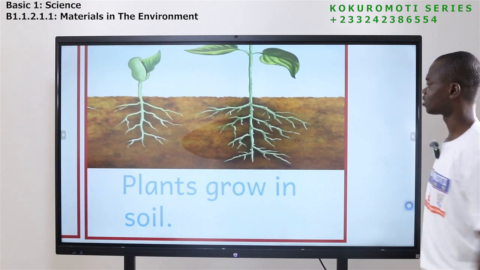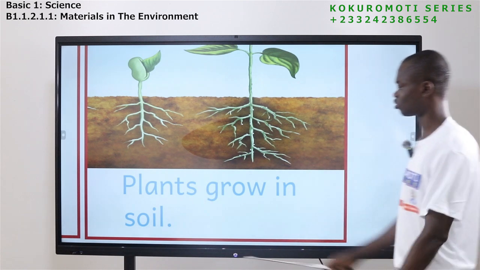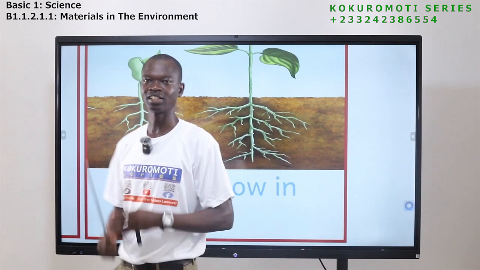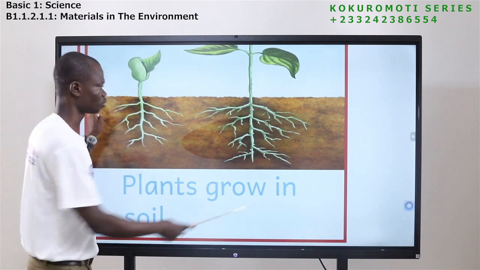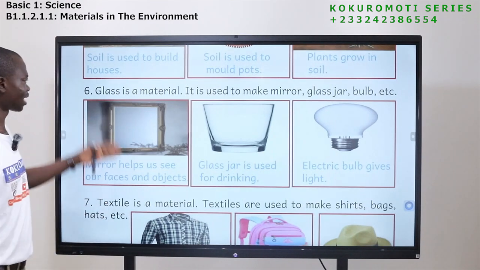Now we have this. What do we see here? We see plants here. Plants grow in what? In soil. So another use of this material is that it helps plants what? To grow. Okay. The next one is glass.